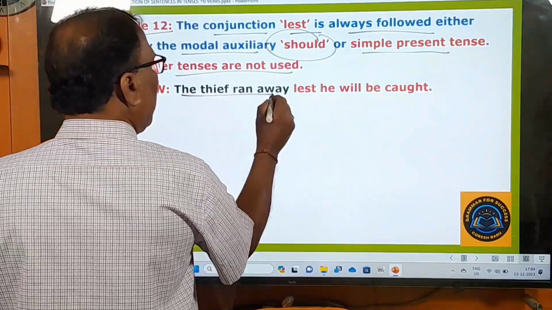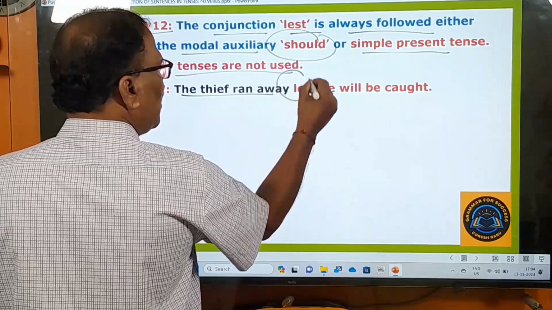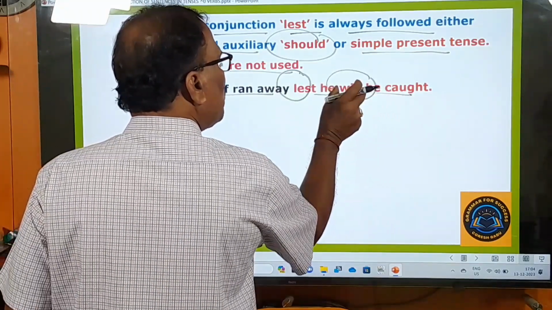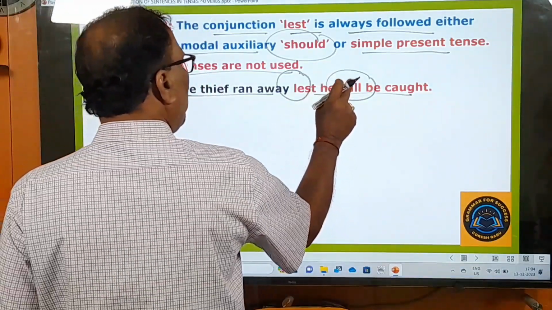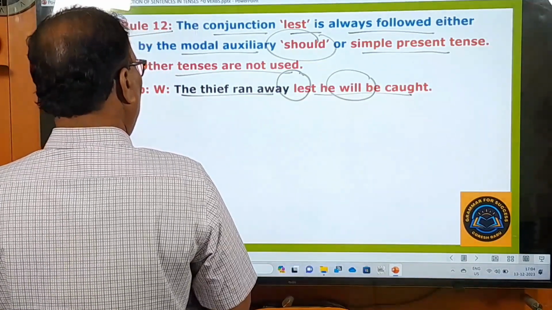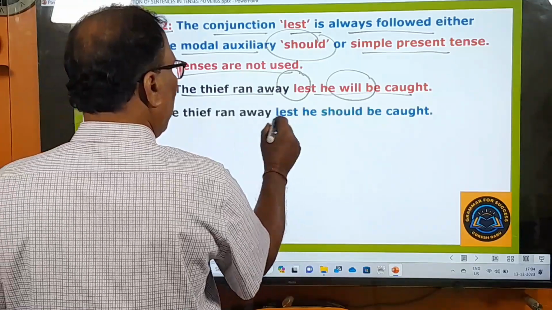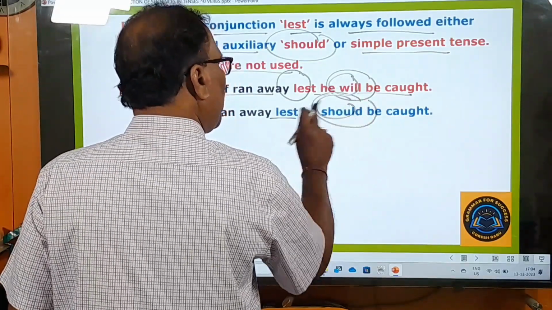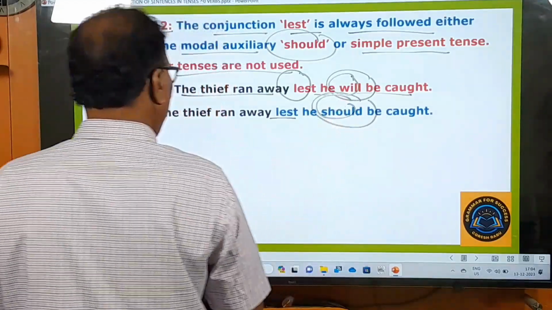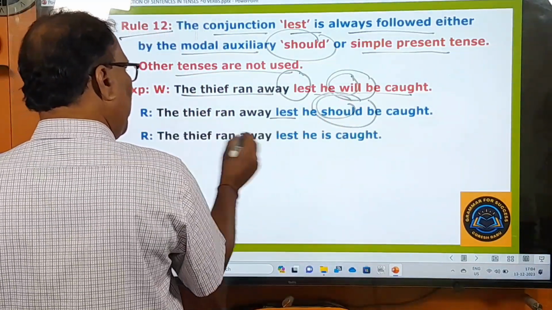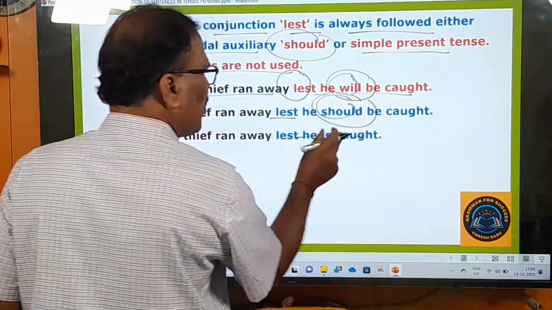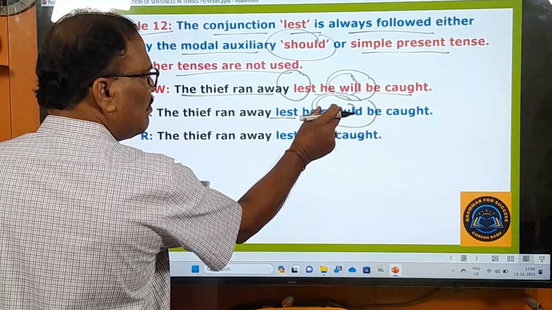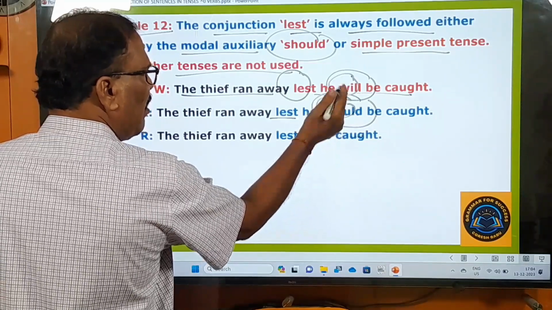The thief ran away lest he will be caught. So here simple future is used. That's wrong. What should you use? The thief ran away lest he should be caught. "Will" is future; "should" must be used. And here you can also say, the thief ran away lest he is caught. Simple present or the modal auxiliary "should", but not simple future.